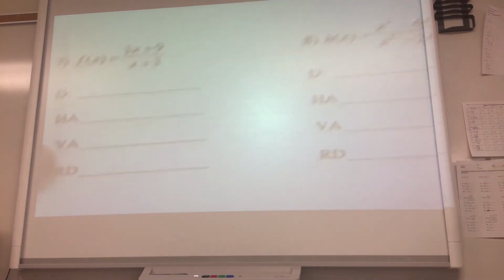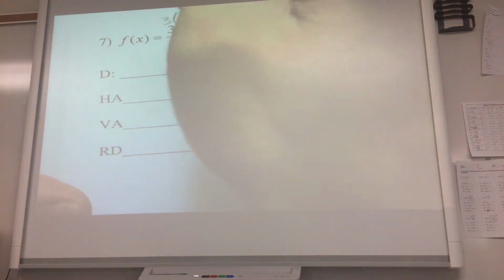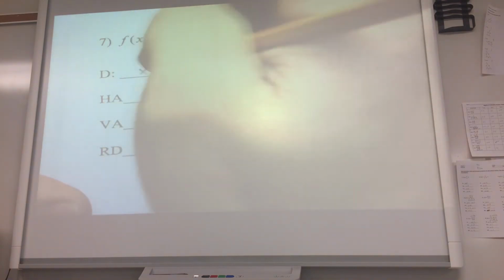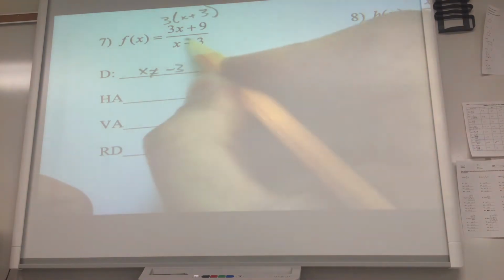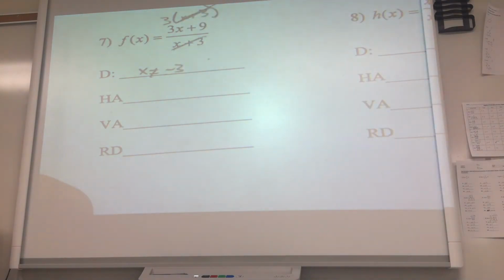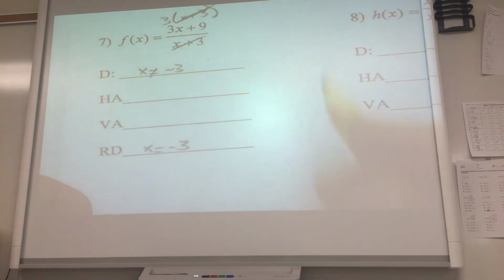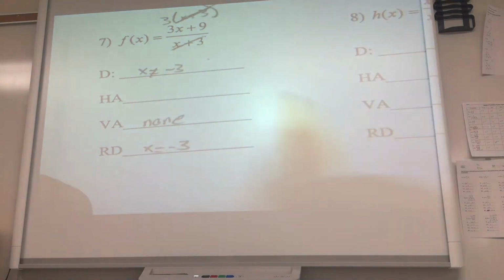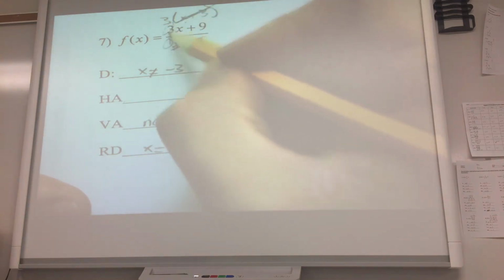Okay, so next one, factor everything. 3 times x plus 3. All right, so domain restrictions. We're going to keep x from being negative 3 because negative 3 plus 3 is 0. So x cannot be negative 3. It does cancel with something up top, so it's a removable discontinuity at negative 3. I'm left with nothing on the bottom after everything's canceled, so I don't have any vertical asymptotes. As far as my horizontal asymptote, it's first degree over first degree, so I'm looking at the coefficients. They're the same. So it's 3 over 1.